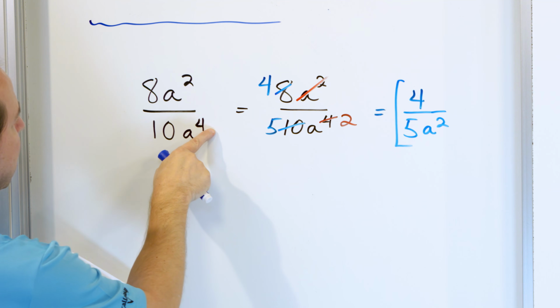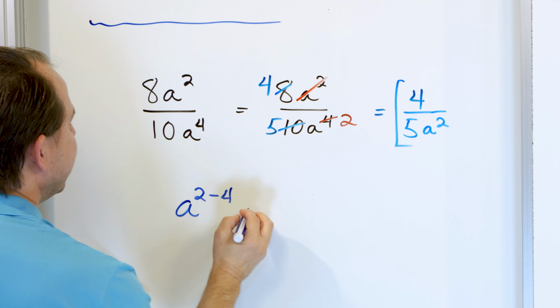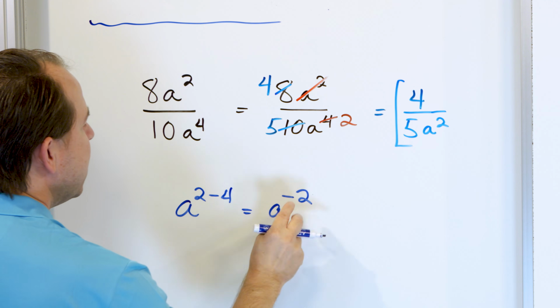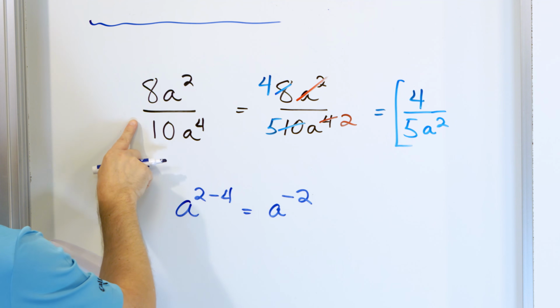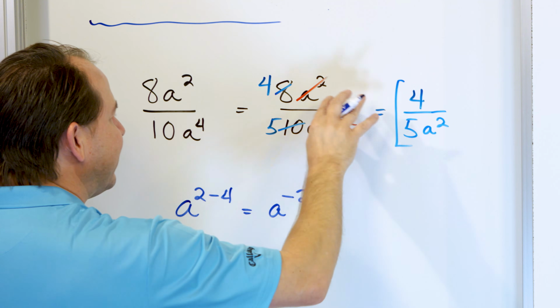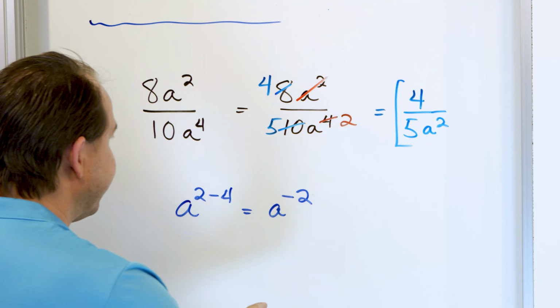2 minus 4. What do you get? 2 minus 4 is what? A to the negative 2. That means it moves downstairs and becomes a squared, and then the fraction, 8/10, becomes 4/5. So that's how you can get to the same place by subtracting exponents if you prefer to do that.